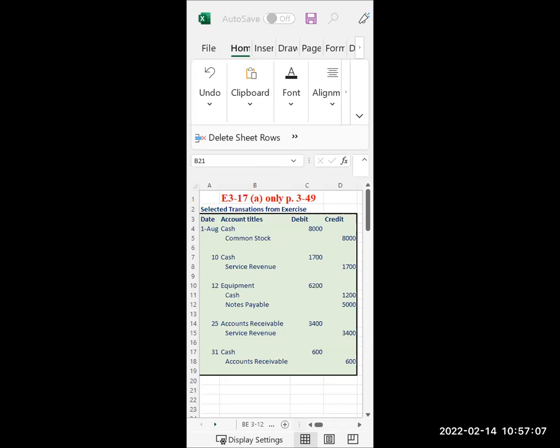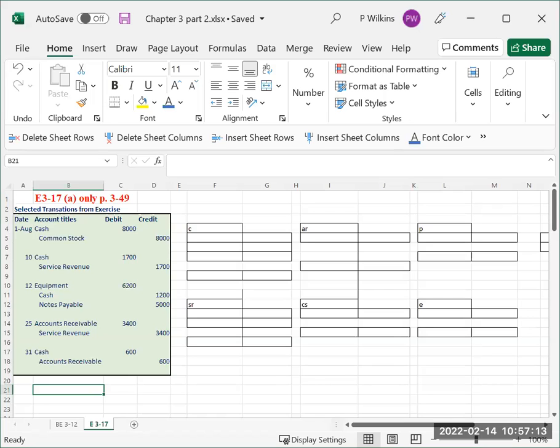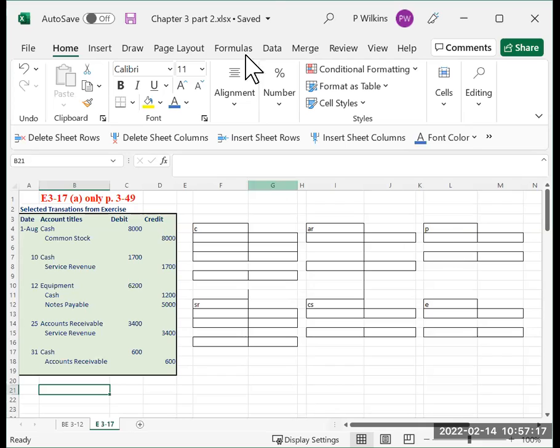Okay, so this is exercise 3-17 on page 349. We are going to work through this, and we're doing part A. We're going to look at some slides, and we're going to do part B. So part A, it says, exercise 3-17. I'm on the wrong page.